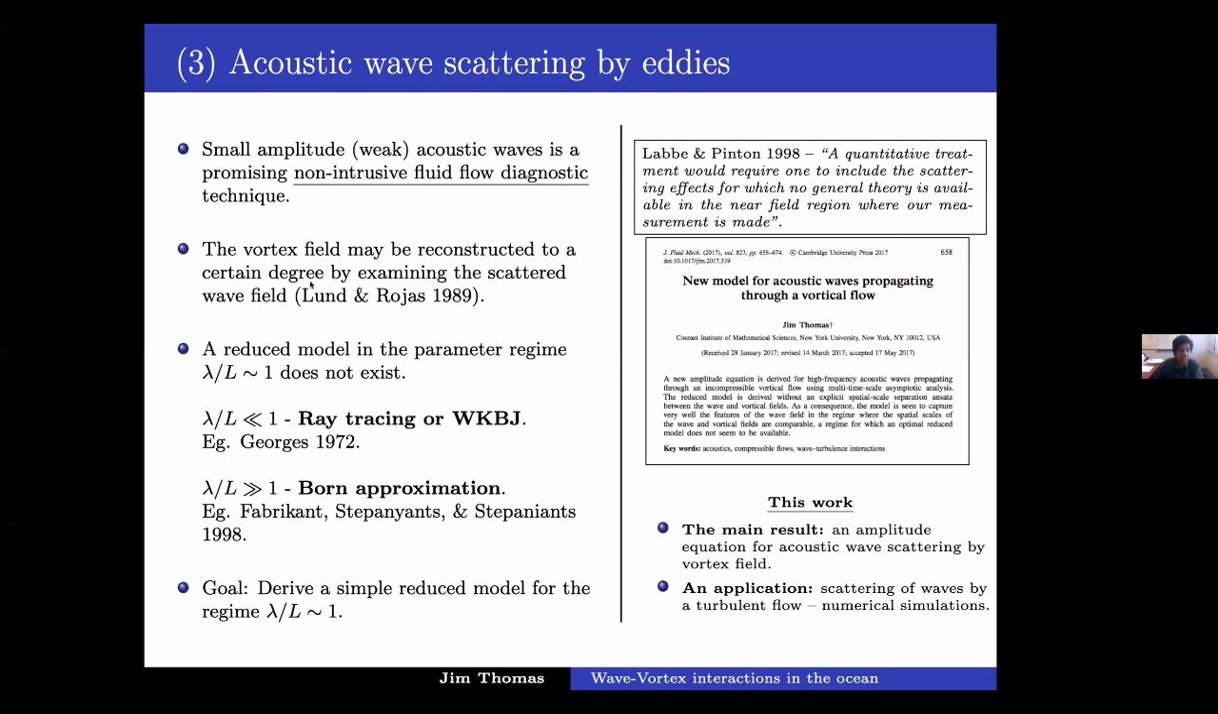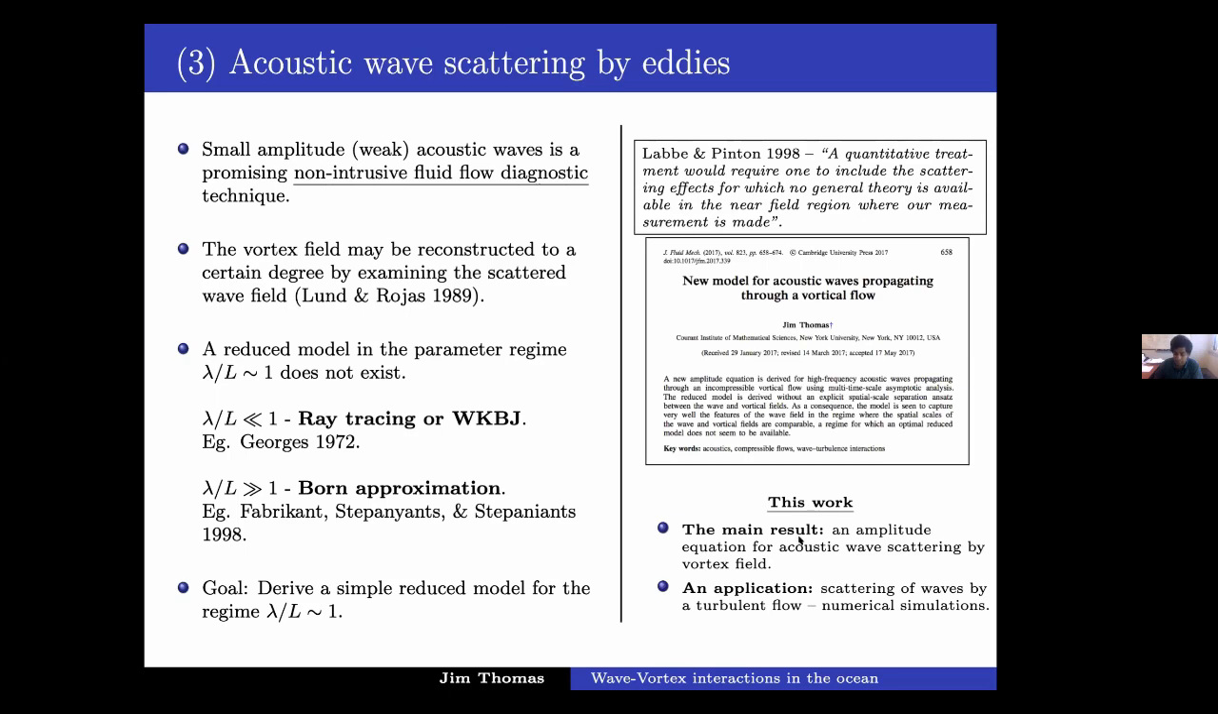These are the two popular asymptotic regimes, the theoretical regimes in which you can derive a reduced model. Whereas in most of these cases, where observationalists or experimentalists are looking for models, we are usually in the parameter regime where lambda by L is order 1, and wave and vortex scales are comparable. So that's what inspired this work. Most of the experimentalists, when they write papers, say we are in this particular regime, but there's no reduced model in this regime, so we'll use either this or this, even though both of these are really invalid. So that's what inspired this work and this paper.